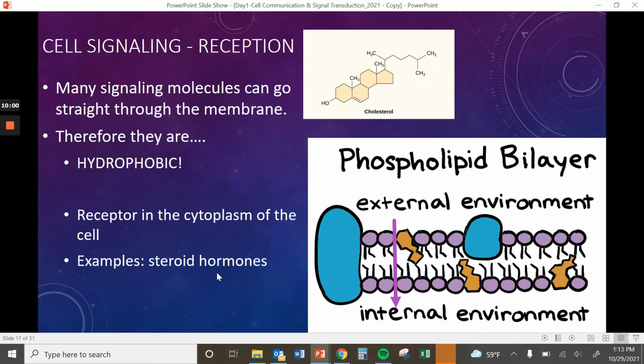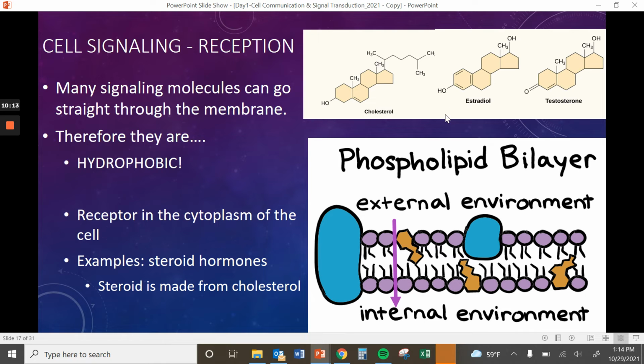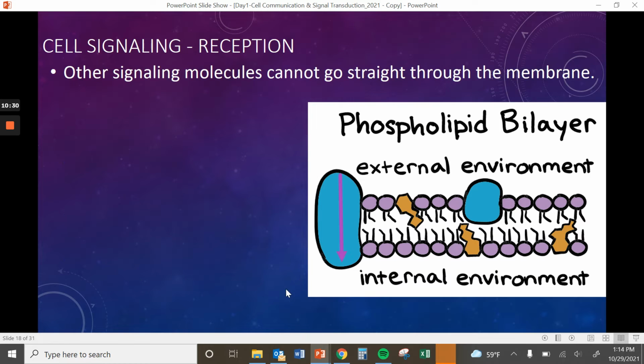An example of this is steroid hormones. That's because these are made from cholesterol, which you might remember is a lipid because of it being nonpolar and therefore hydrophobic. And so from cholesterol, we can actually make things like estradiol, which is a form of estrogen, and testosterone. So these are examples of steroid hormones that are nonpolar, therefore hydrophobic, and they can go straight through the membrane and pass into our cells and attach to a receptor inside the cell.